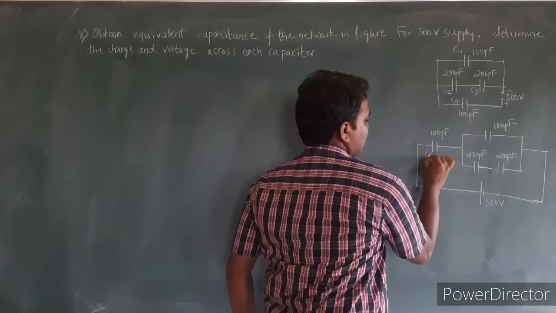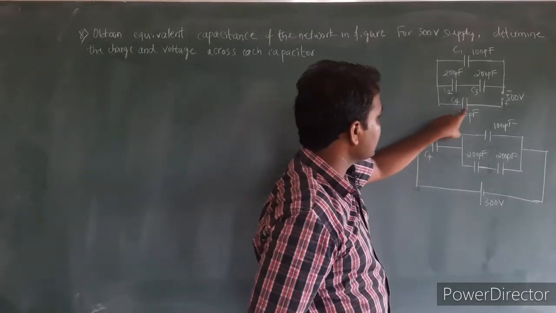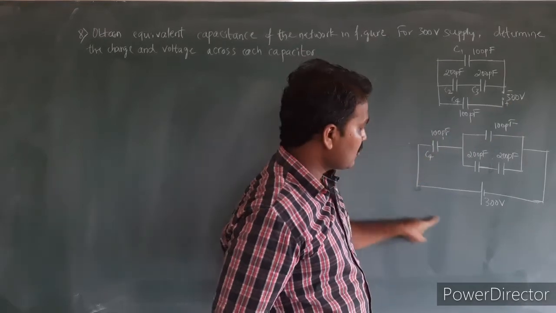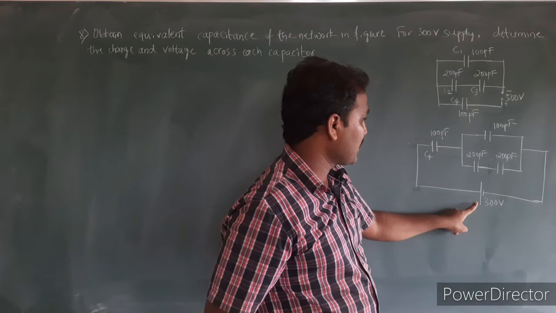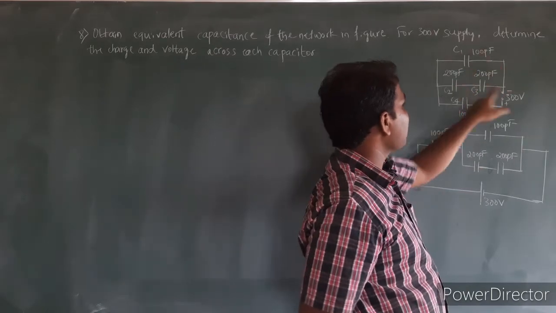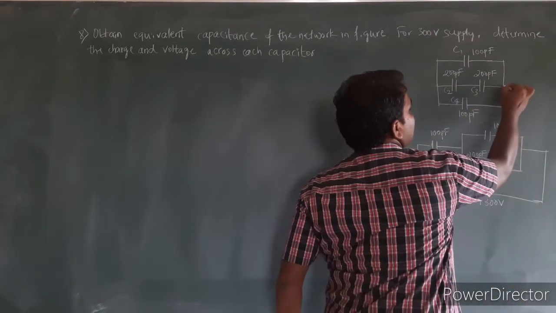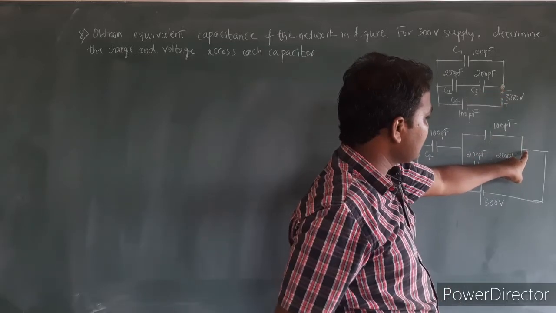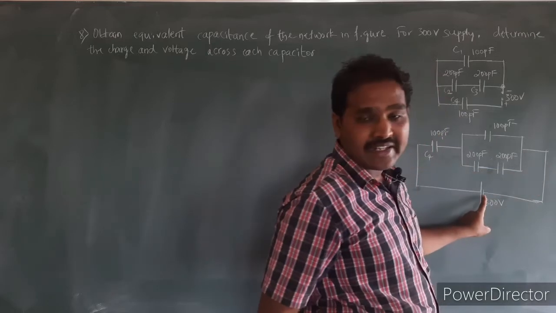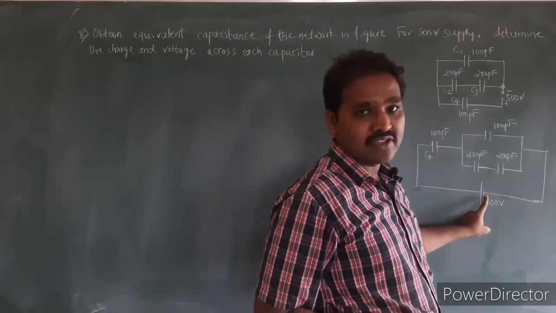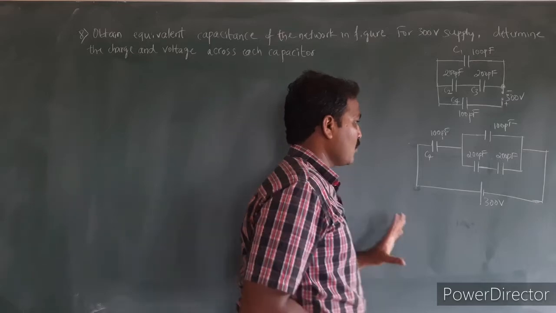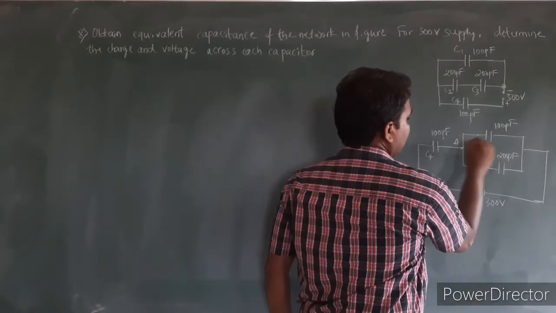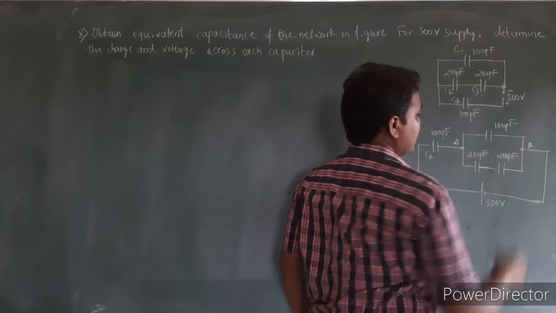This capacitor is C4, and C4 is connected to the positive terminal of the 300 volt supply. The combination of the other capacitors, this junction, this corner, is connected to the negative terminal of the battery of 300 volt. Now we can clearly observe here. Let us name these points A and B, so that it is easy to solve the numerical.